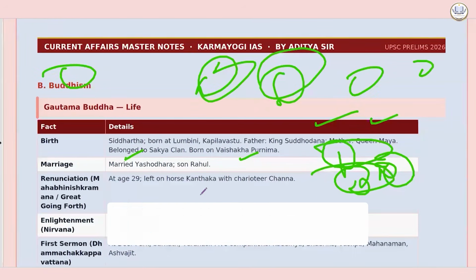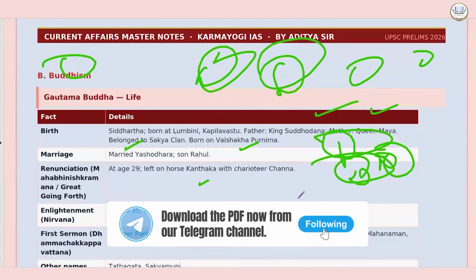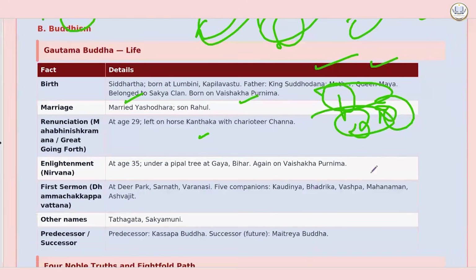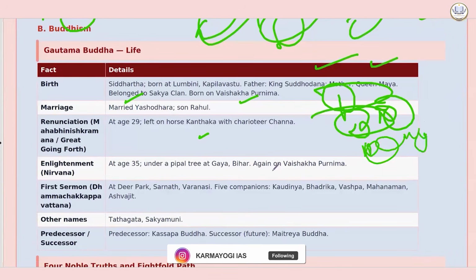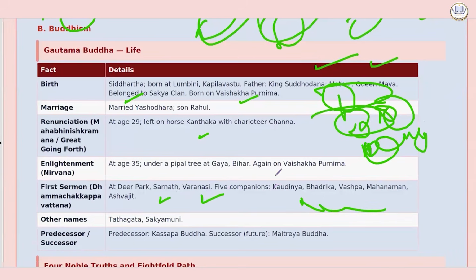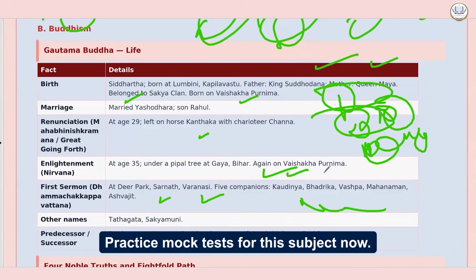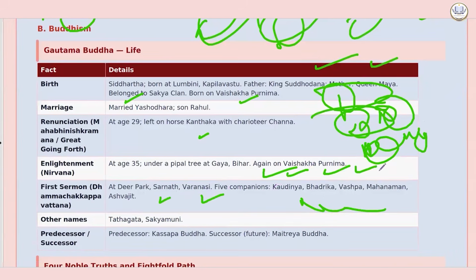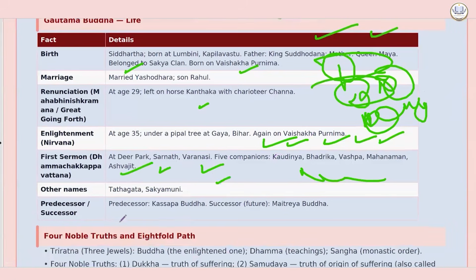At age 35, under a peepal tree at Gaya, Bihar, again on Vaishakha Purnima, he gained enlightenment. The Bodhi tree is there in Gaya. First sermon at Deer Park, Sarnath, Varanasi, Dharma Chakra Parivartana. 5 companions were there: Kaudinya, Badrika, Vashpa, Mahanaman, and Ashwajita. Other names are Tathagat and Sakyamuni.